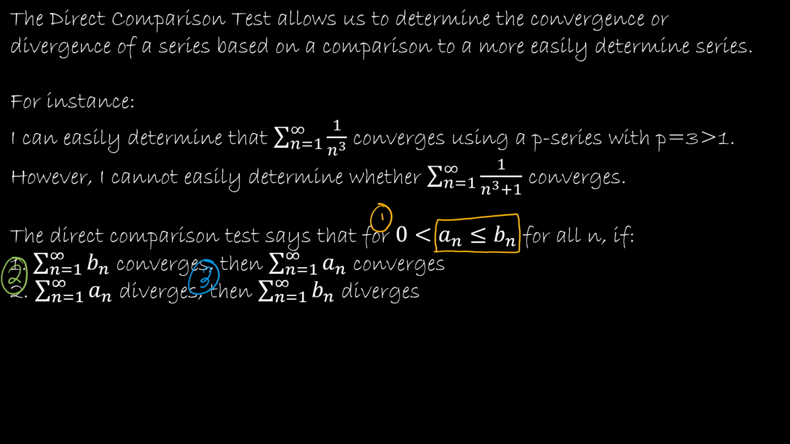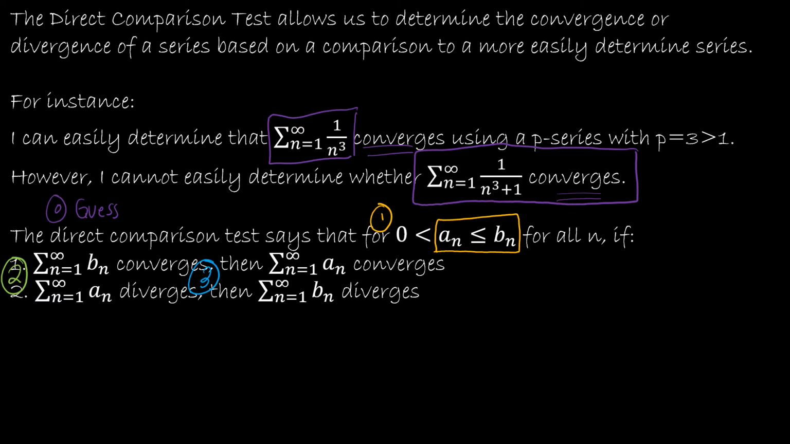Our strategy, so I guess step 0, is to make a guess. I want to make a guess as to whether or not my series converges or diverges. Now on this one it's pretty easy to do because I've already given you a function to compare it to, and I've already told you that that function converges. But clearly that's not going to be the case most of the time. So my guess is going to be, again, that this is going to be a convergent series.